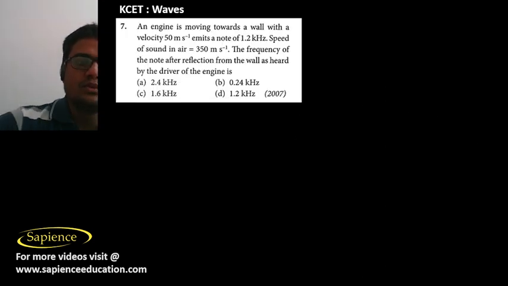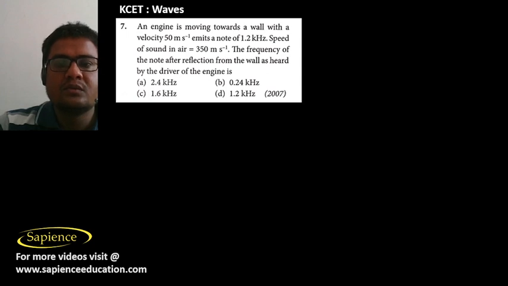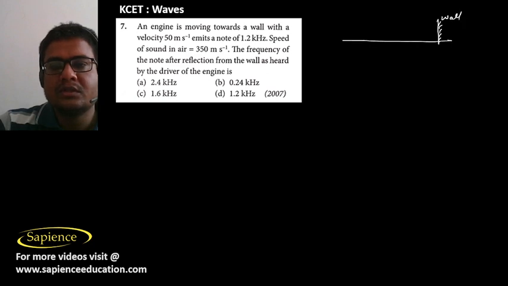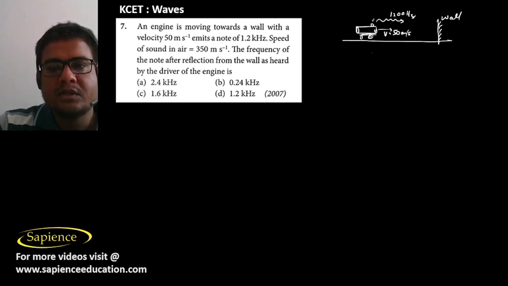Then in question number 7 it is told an engine is moving towards a wall. There is a fixed wall, and one engine is moving towards it with a speed of 50 meter per second, and it emits a note of 1.2 kilohertz, which means 1200 hertz. The speed of sound in air, that is u, is 350 meter per second. We need the frequency of the note after reflection from the wall as heard by the driver of the engine.